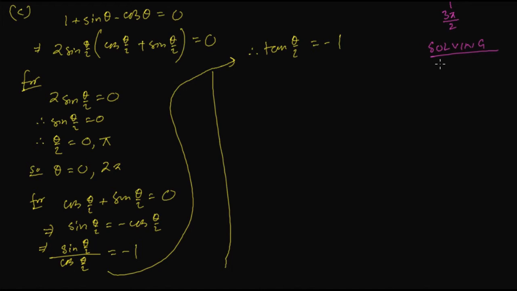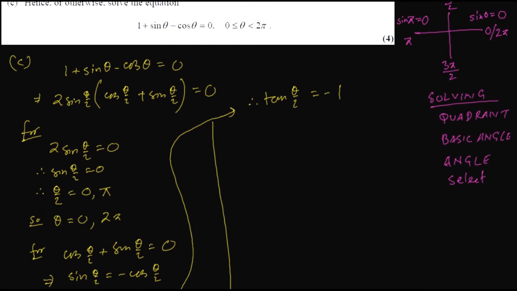The rule is, first you have to choose the quadrant, then you have to choose the basic angle, then you have to find the angle, and then finally you have to select your answer based on the range of x. In this particular sum, it is from 0 to 2 pi.